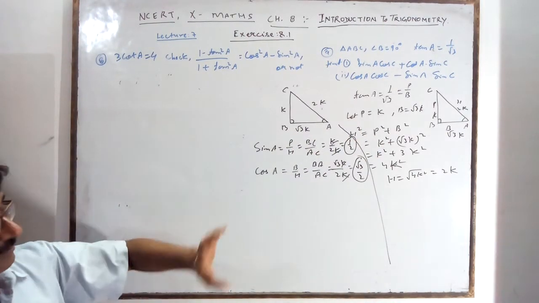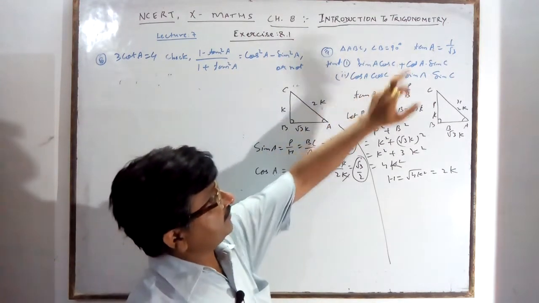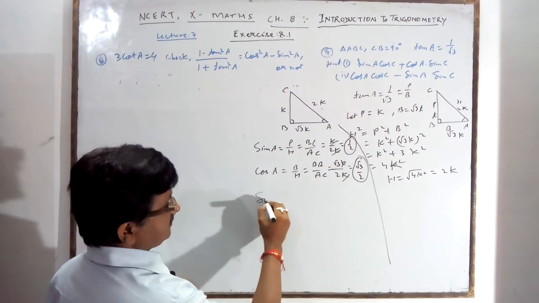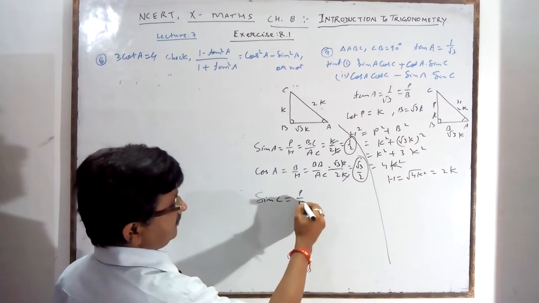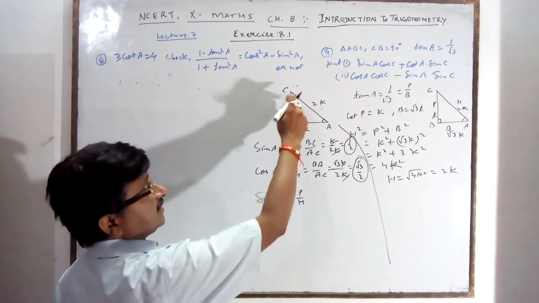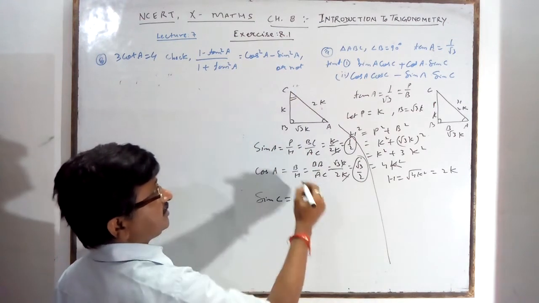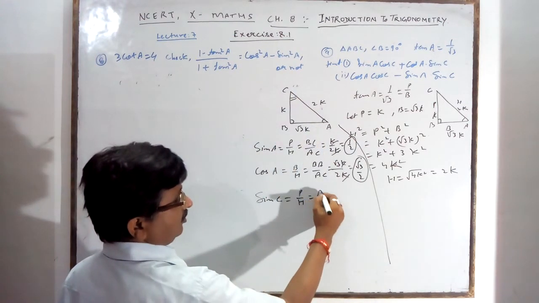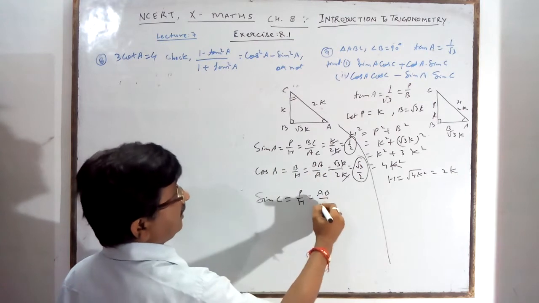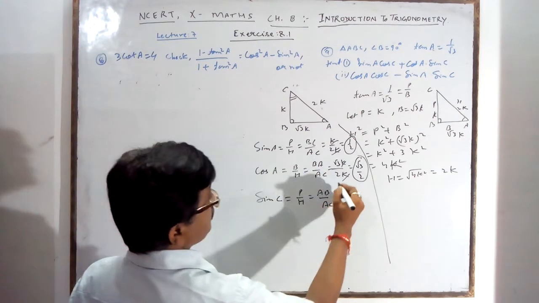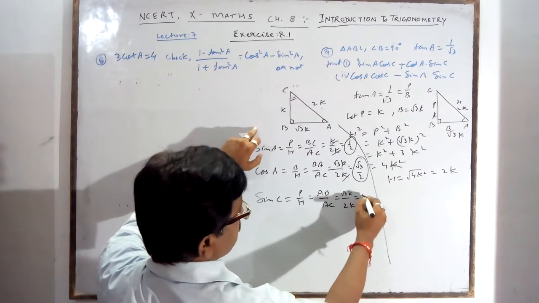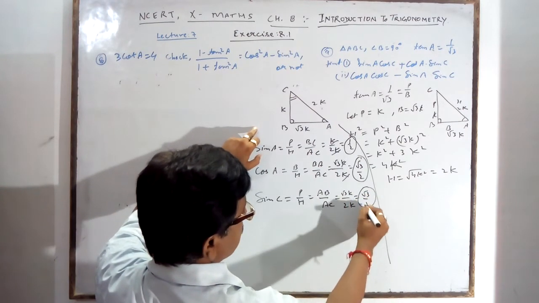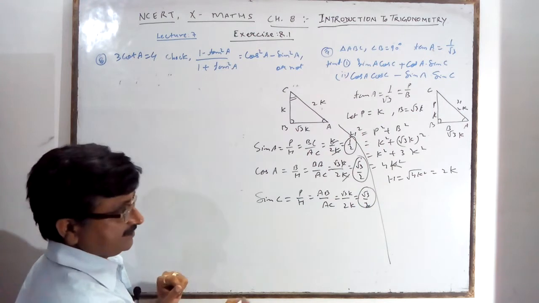This is your sin A and cos A. But in the question C is also given, so you find out sin C. Sin C is equal to, again the formula is the same, but what is changed? For C, the base will be changed, the perpendicular is AB. The hypotenuse is the same for both. Root 3K upon 2K gives you root 3 by 2. It is the value of sin C.